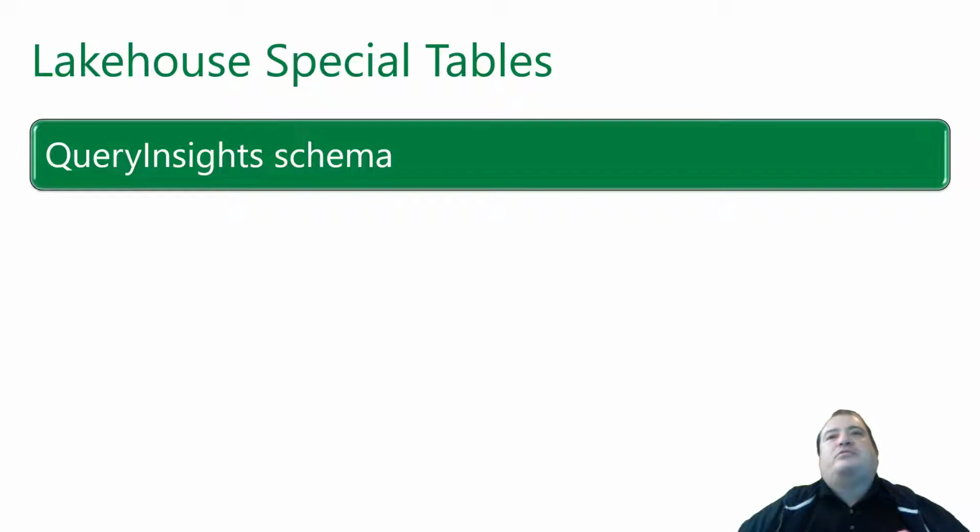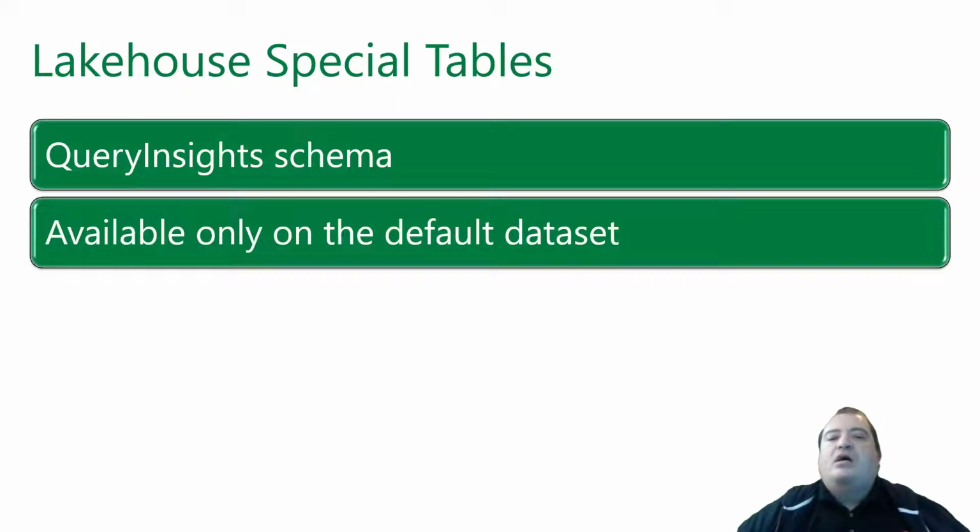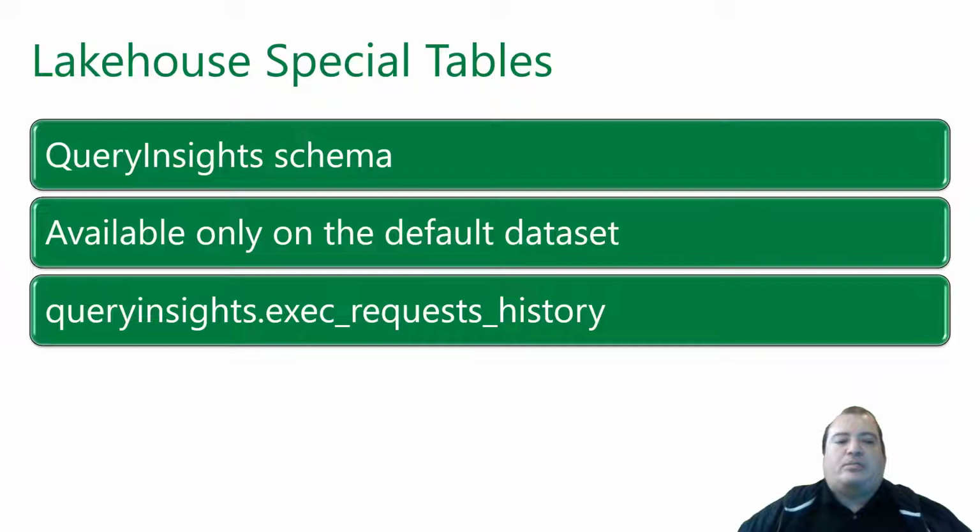This is interesting because notebooks don't support schemas. So if they are located inside the Query Insights schema, this means that we can only access them through the SQL Analytics endpoint. We can't access them through notebooks. They are available only on the default dataset. We can't expose these tables in custom datasets. Only the full dataset contains these tables.